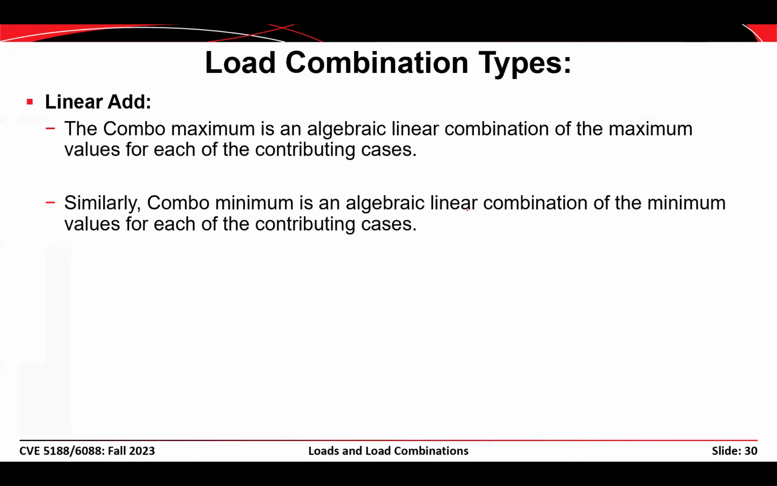So let's first consider the linear add combination. This is a combination that gives an algebraic linear combination of the maximum values for each of the contributing cases. It also gives the minimum algebraic combination of the minimum values for each contributing case. Now it's kind of confusing. Why are we talking about maximum and minimums? We'll come back to that in a second.